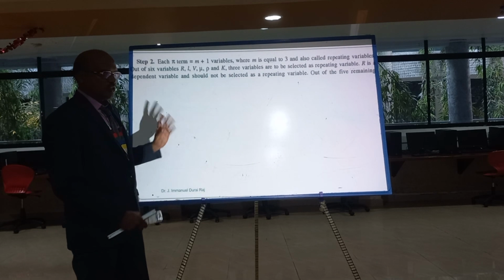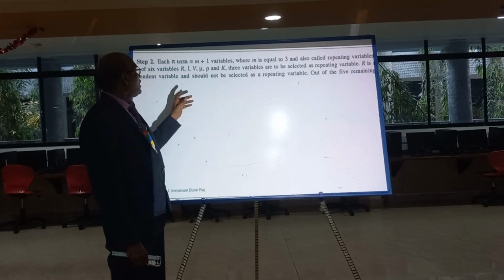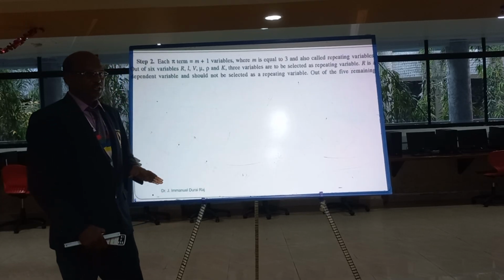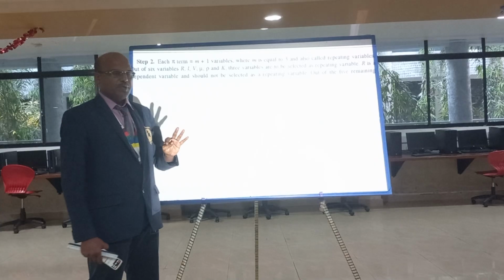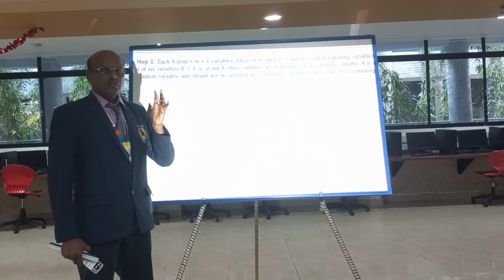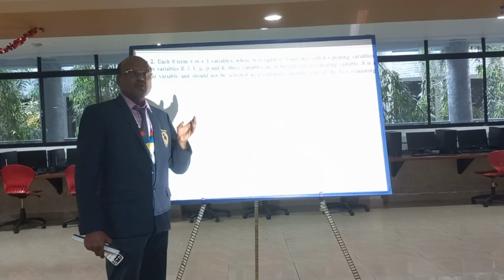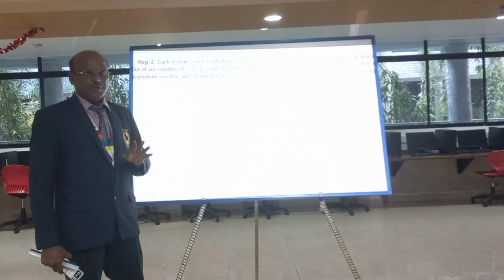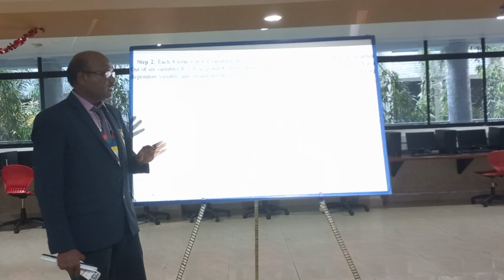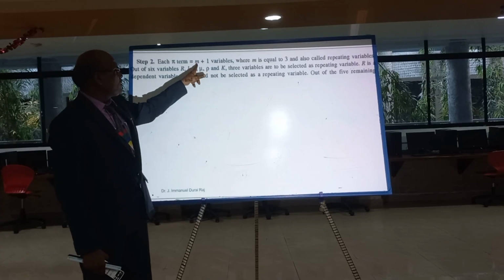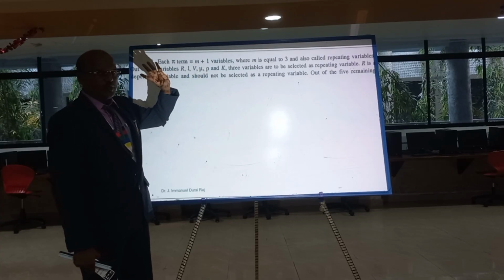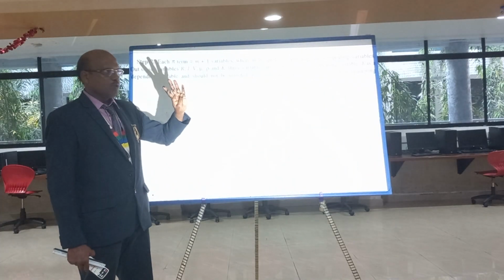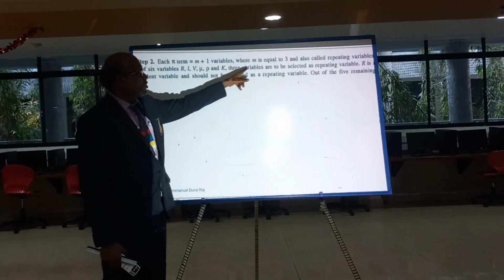That's step 1. Step 2: you have to arrange each pi term. Each pi term should have 3 parameters. One should be geometric, next one fluid, and another one flow property. So each pi term should contain m plus 1, with m equal to 3, that is 4 variables.